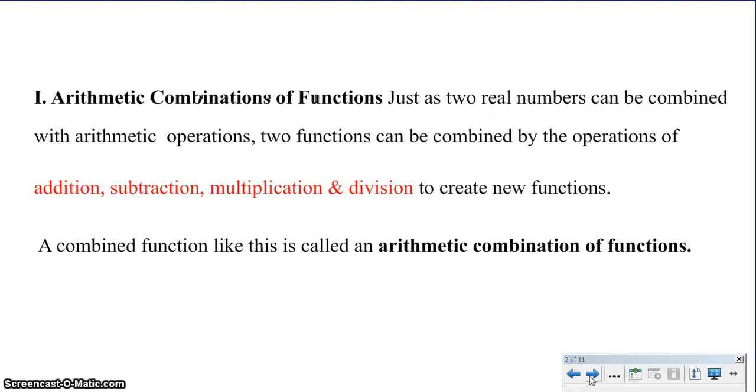So we're going to take a look at the arithmetic combinations of functions. Basically, just like two real numbers can be combined using the four basic operations, functions can also be combined using those same operations of addition, subtraction, multiplication, and division to create a new function. A combined function like this is called an arithmetic combination of functions.